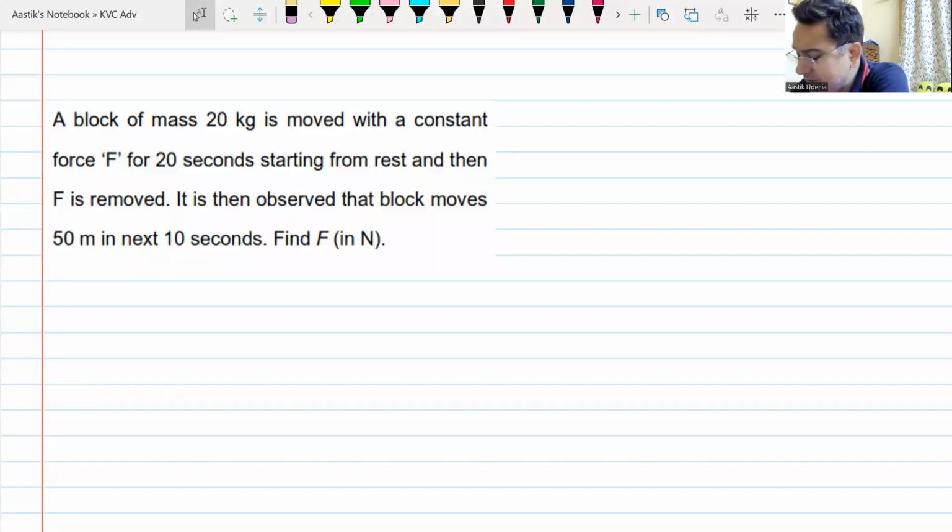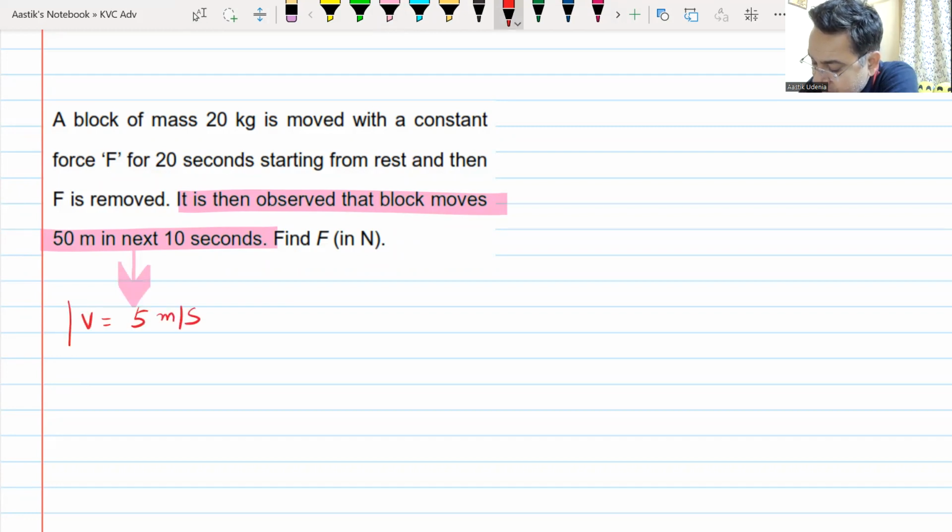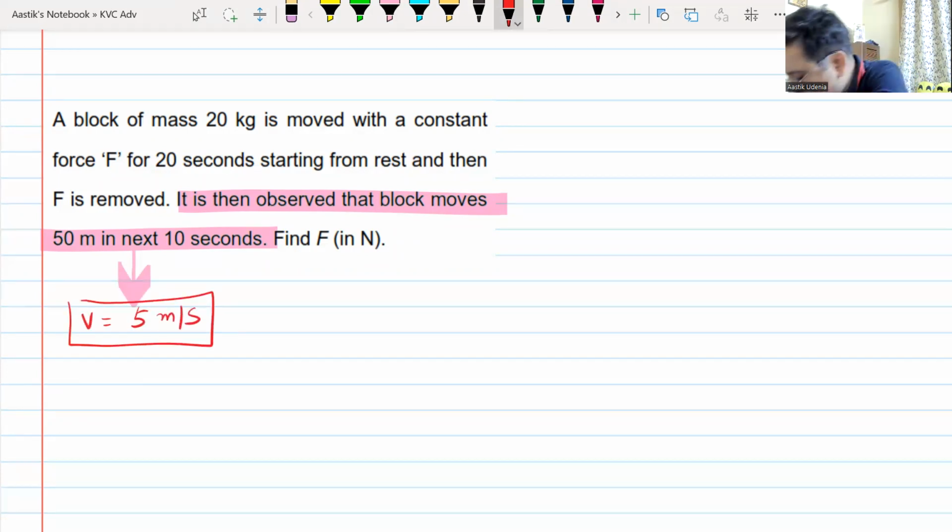This question can be done in many ways. It is observed that the block moves 50 meters in the next 10 seconds. We'll suppose that this is moving with uniform velocity. From there, you can find out the velocity. What was the velocity of the block? 5 meter per second. Yes or no? Yes.